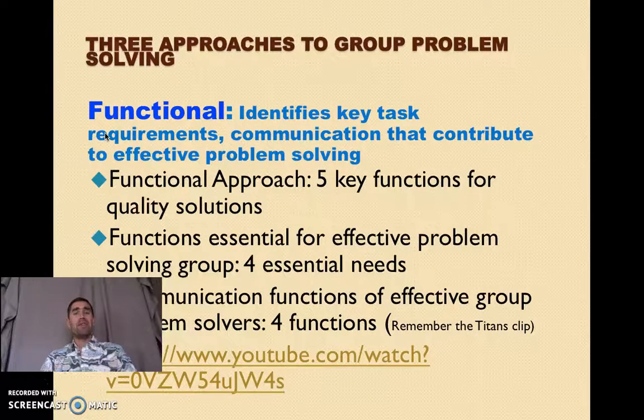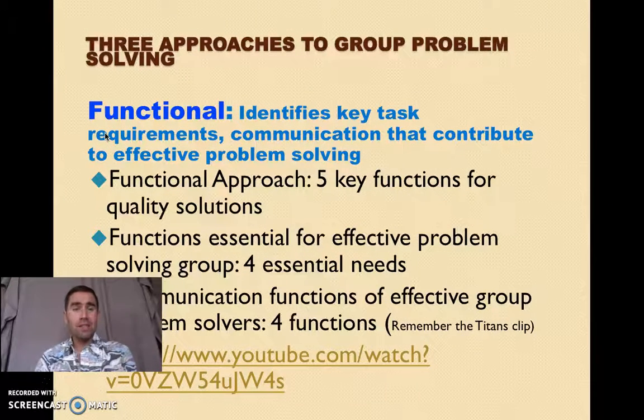Now we'll be moving on to the 3 approaches. This is the second approach that we're coming at. That is functional. So that's identify key tasks, requirements, communications that contribute to effective problem solving. Functional approach, 5 key functions for the quality solution. So what those are: develop an accurate understanding of the problem at hand, develop requirements for the acceptable choice, develop alternatives to solve the problem, and there's also assess positive alternatives as well as assessing negative.